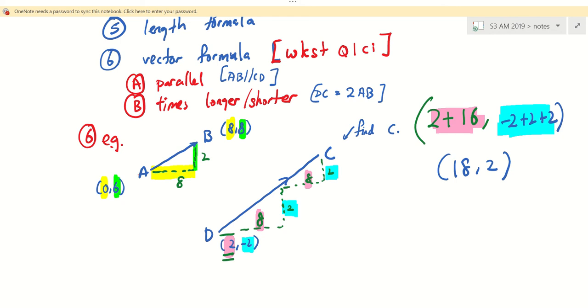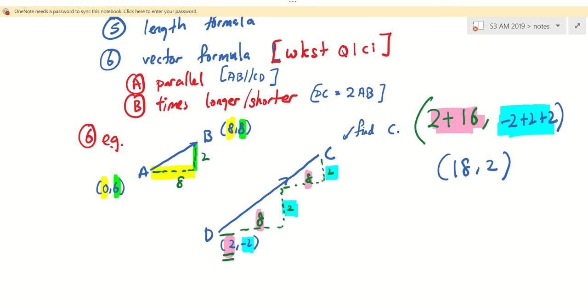My starting point is negative 2. I need to go up by 2 steps and 2 steps. I need to go up by 4 steps. So negative 2 plus 2 plus 2. So you see the worksheet. What is the answer for C? 18, 2. Do you follow?